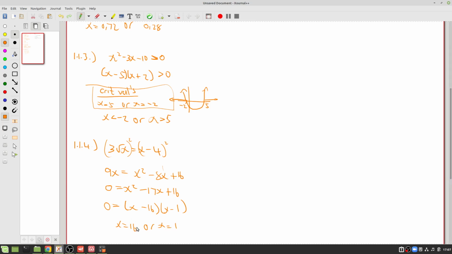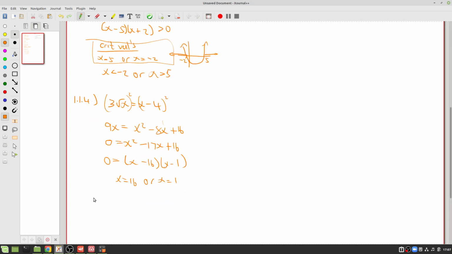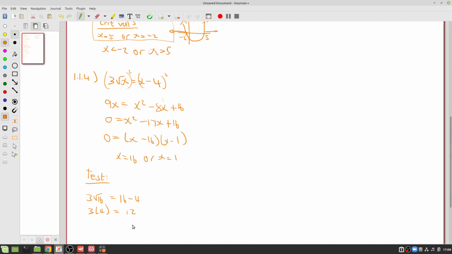Right, and now we just have to check our answers when there is a root involved. I'm going to leave that for you guys to do, to check. Well, actually, maybe let's do it. Let's work through that. Okay, so let's do a test just to see if it works. Okay, so we had 3 times the root of x equals x minus 4. Let's test x is 16 first. So 3 times root 16. What is the square root of 16? Either 4 or negative 4. So let's try it with a positive first. 16 minus 4 is 12. So 3 times 4 is 12. Okay, 12 equals 12. That's correct.